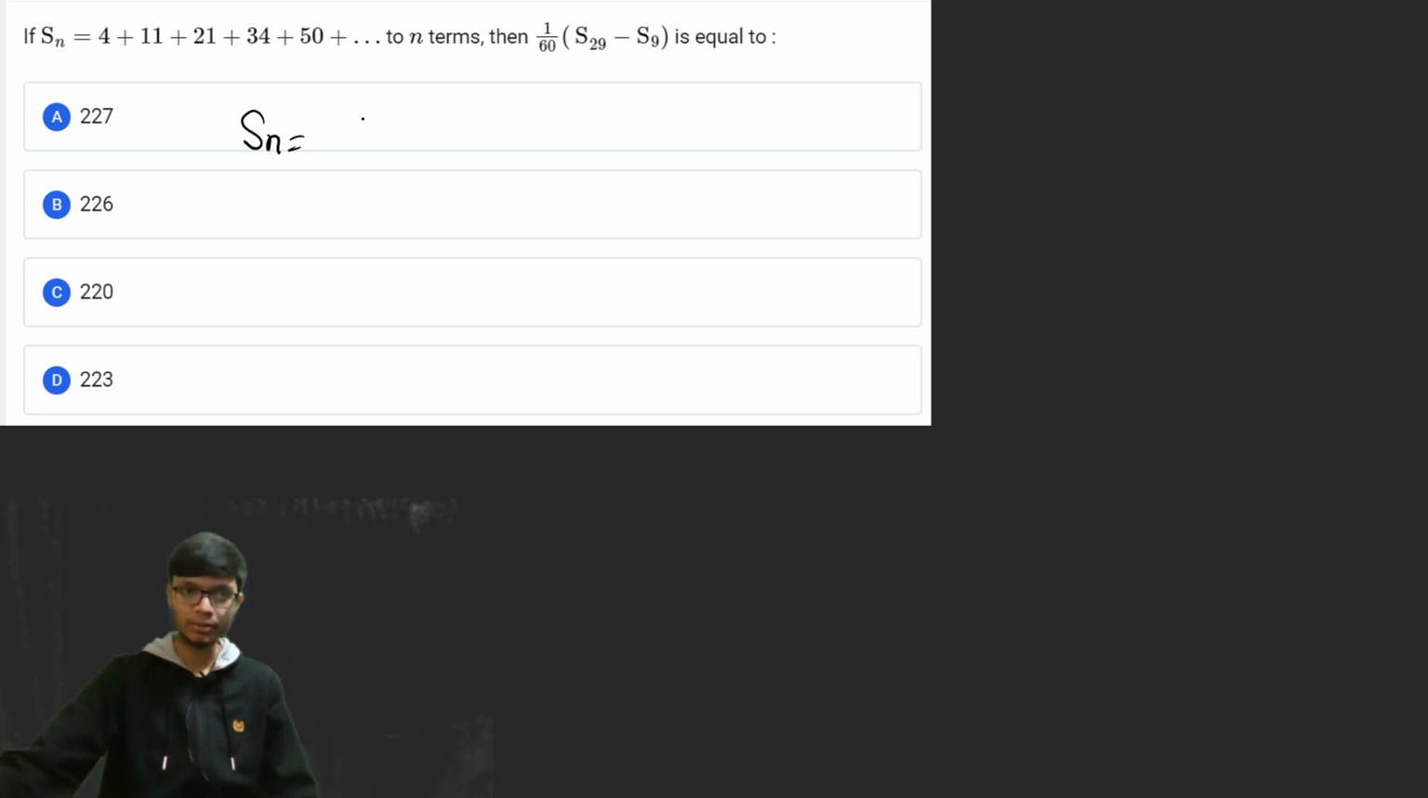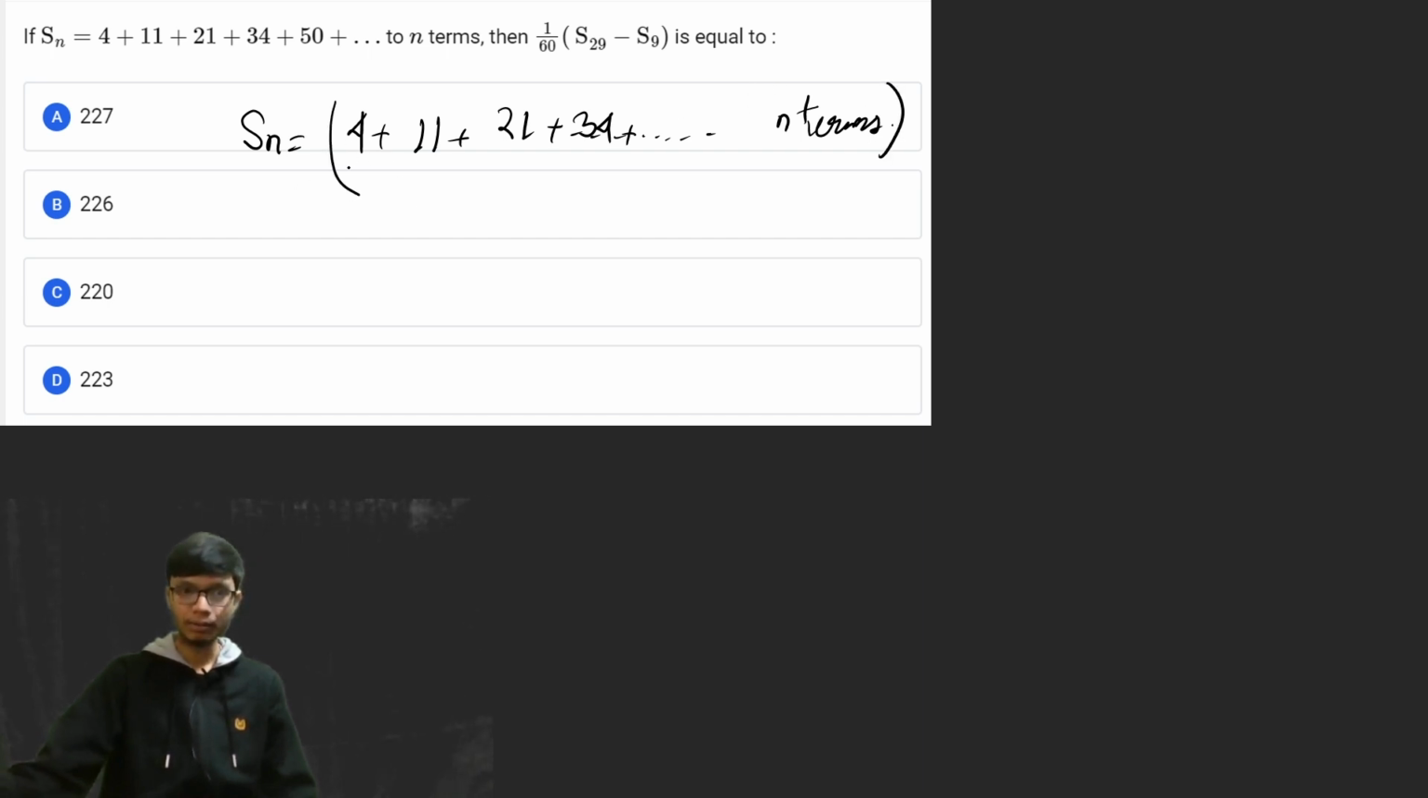This is a problem where you have an Sn given as 4 plus 11 plus 21, and so on up to, let me write some more terms, the n terms. The question is stated in this particular fashion, and we have to look for the summation value.